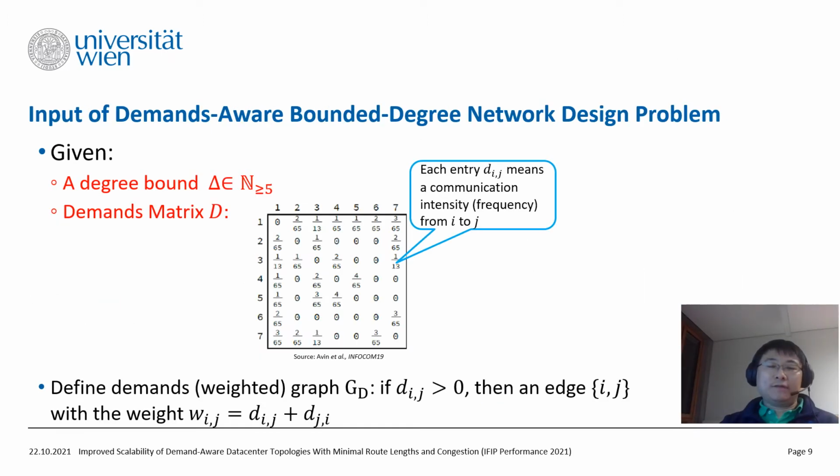The input of this problem is a degree bound delta and a demand matrix D, where each entry D_ij means a communication intensity from i to j. We also define a demand-weighted graph G_D. For each non-zero entry D_ij, there is an edge between i and j, with the weight w_ij equal to the mutual communication demands.